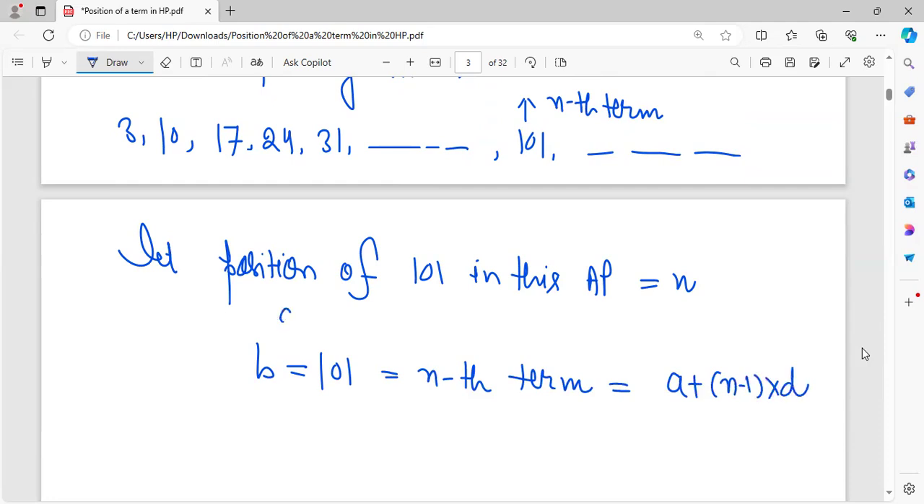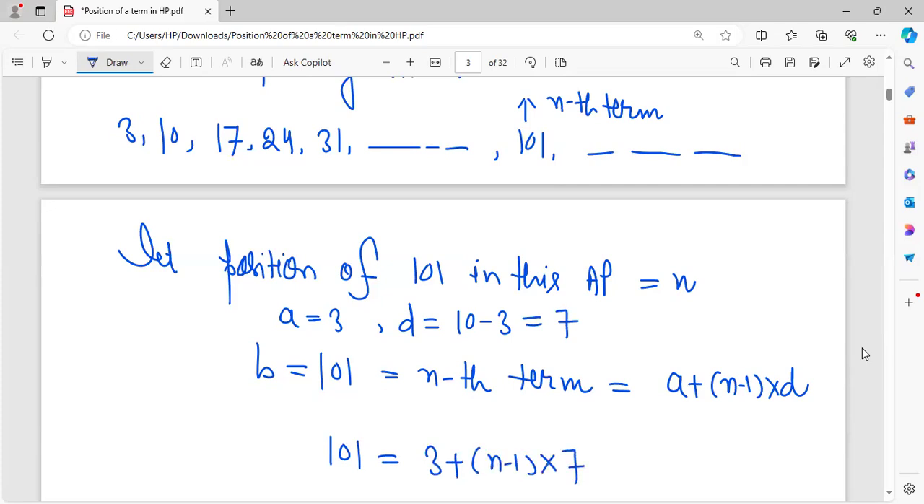So what is A here? A is the first term, 3. And how will we calculate the common difference? D is nothing but 10 minus 3. Or you can calculate by 17 minus 10 or 24 minus 17. That will come out 7. So what is this? 101 equals 3 plus n minus 1 into 7. So solve this.